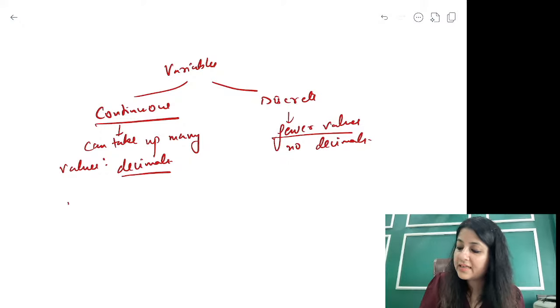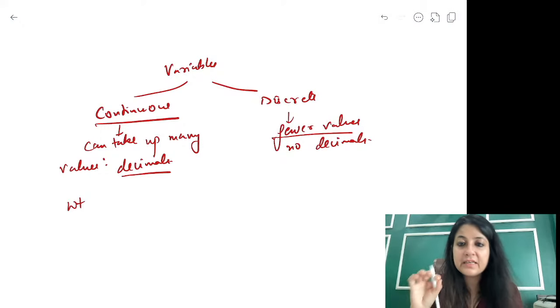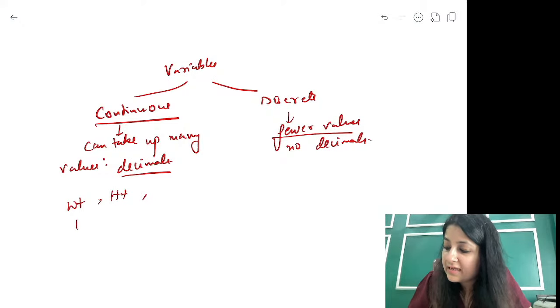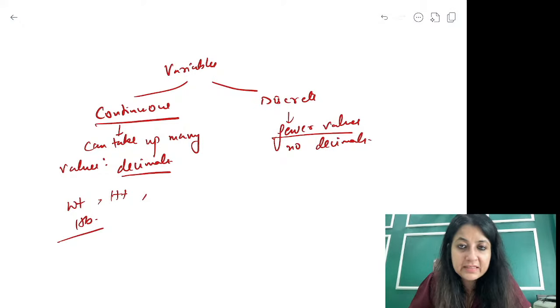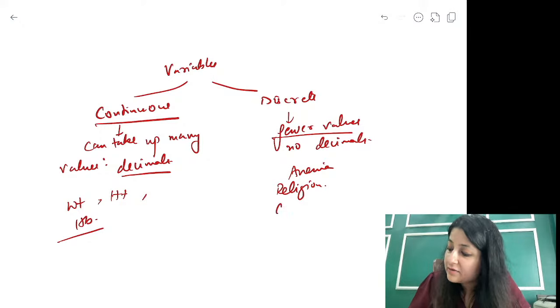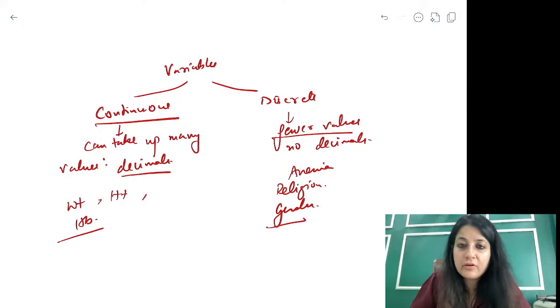Now suppose I say weight. Weight is continuous, it can be expressed in decimal. Height is continuous, it can be expressed in decimal. Hemoglobin, it can be expressed in decimal. But suppose I say, do you have anemia? It cannot be expressed in decimals. Either you have or you don't have. It will take up fewer values, no in between values. Suppose I say religion, you belong to a certain religion, you are not lying in between. Gender. So what is the moral of this story?